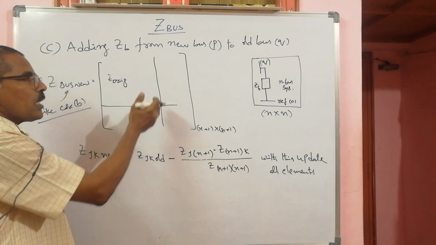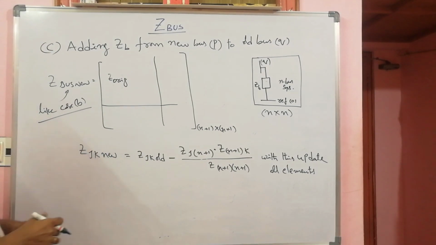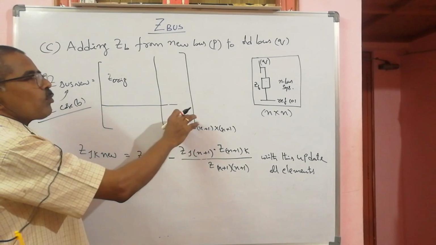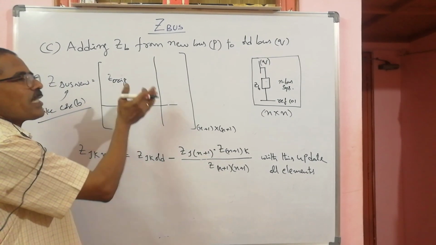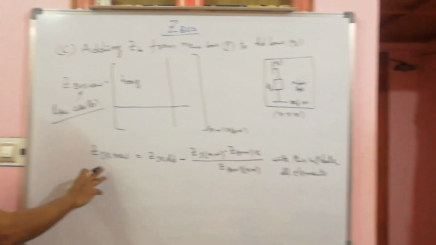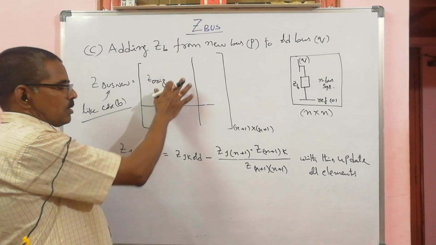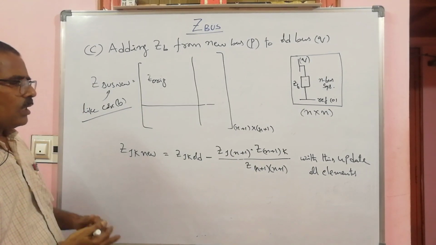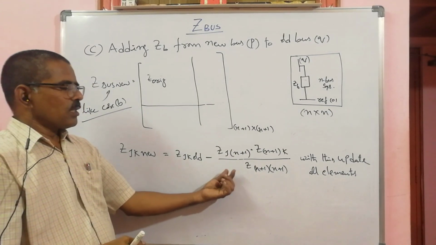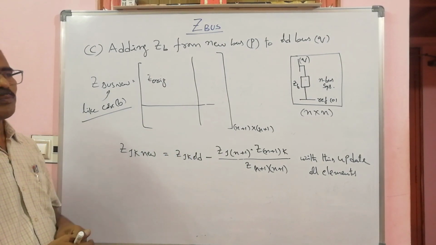And for doing that reduction, which is called node elimination technique, that means you are reducing one column and one row. For reducing that, for decreasing the size of the Z bus, you need to use this formula. Update all elements using this. Okay. So this is anyway, it appears to be somewhat confusing, but once you start using, it is very, very simple. Okay.